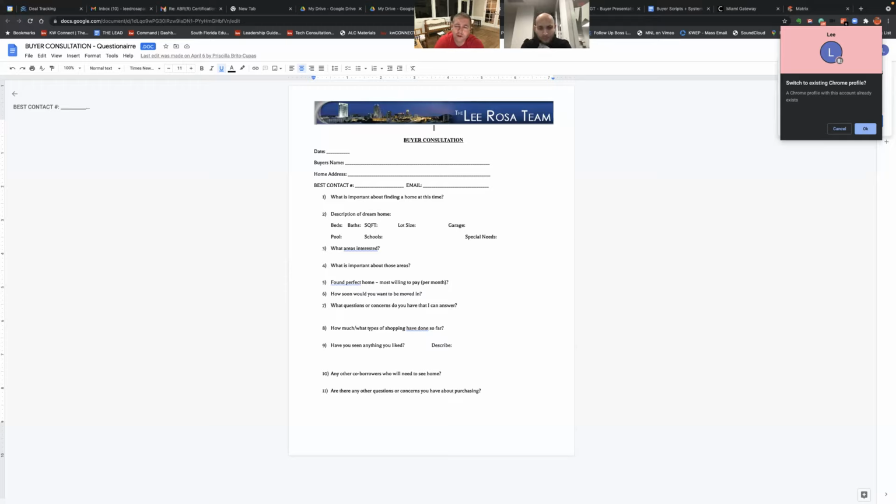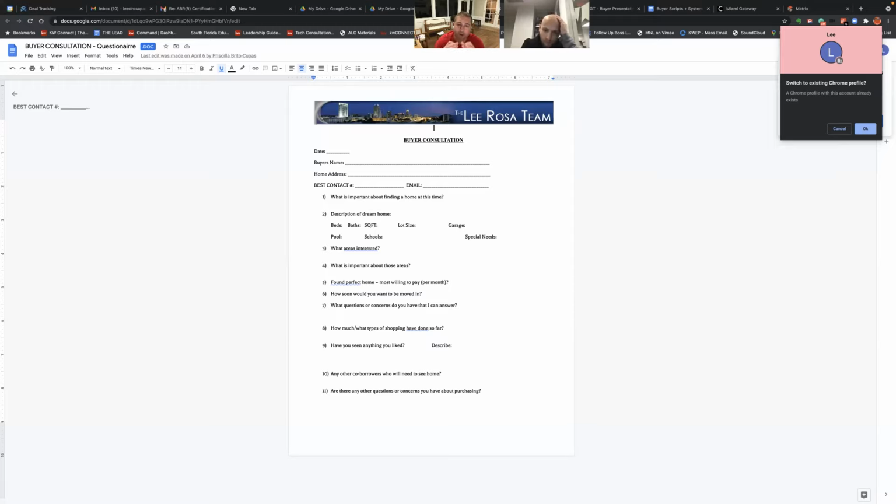What areas are you interested in? Let's talk about cities, neighborhoods. Just flow it at me. I'm going to take notes. Whatever you're going to say, I'm going to ask what's important about this. Have you ever lived here? What about here? What about that? Tell me about this. And I'm going to paint a picture of what areas you're interested in. Then I'm going to ask what's important about those areas.